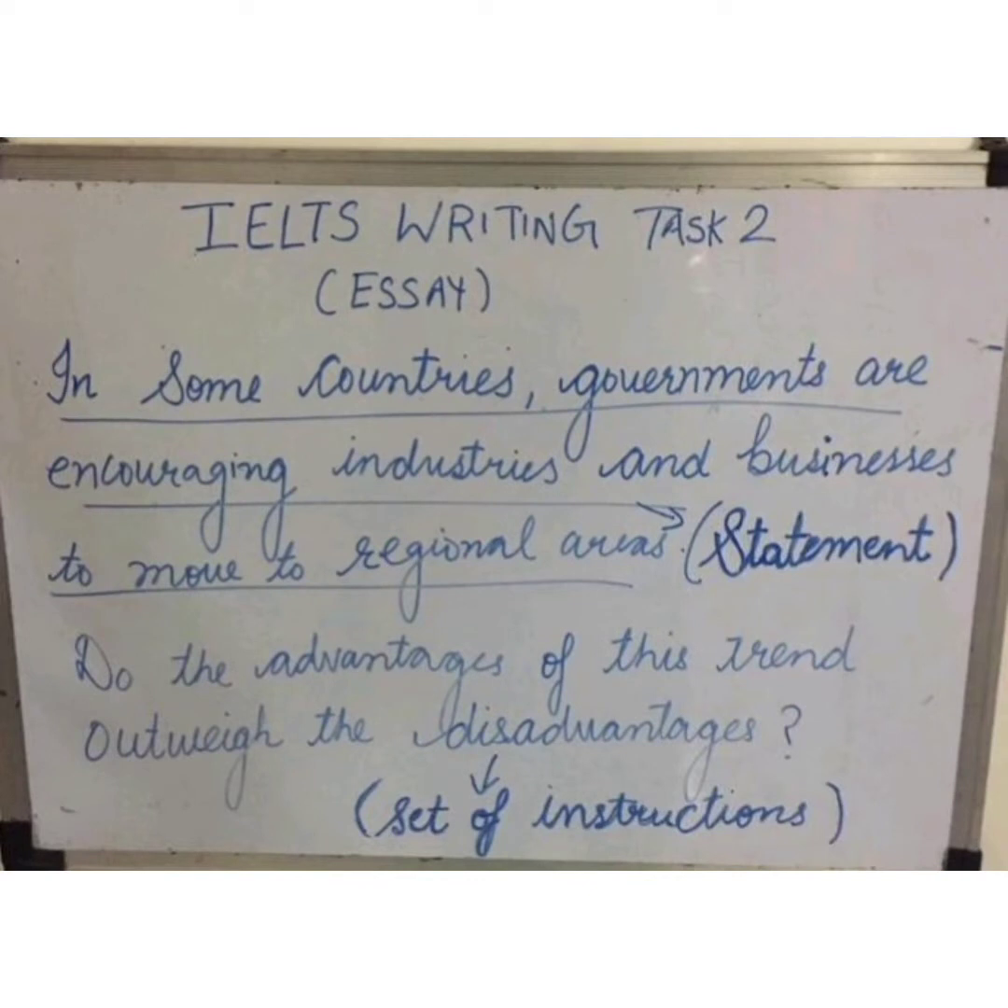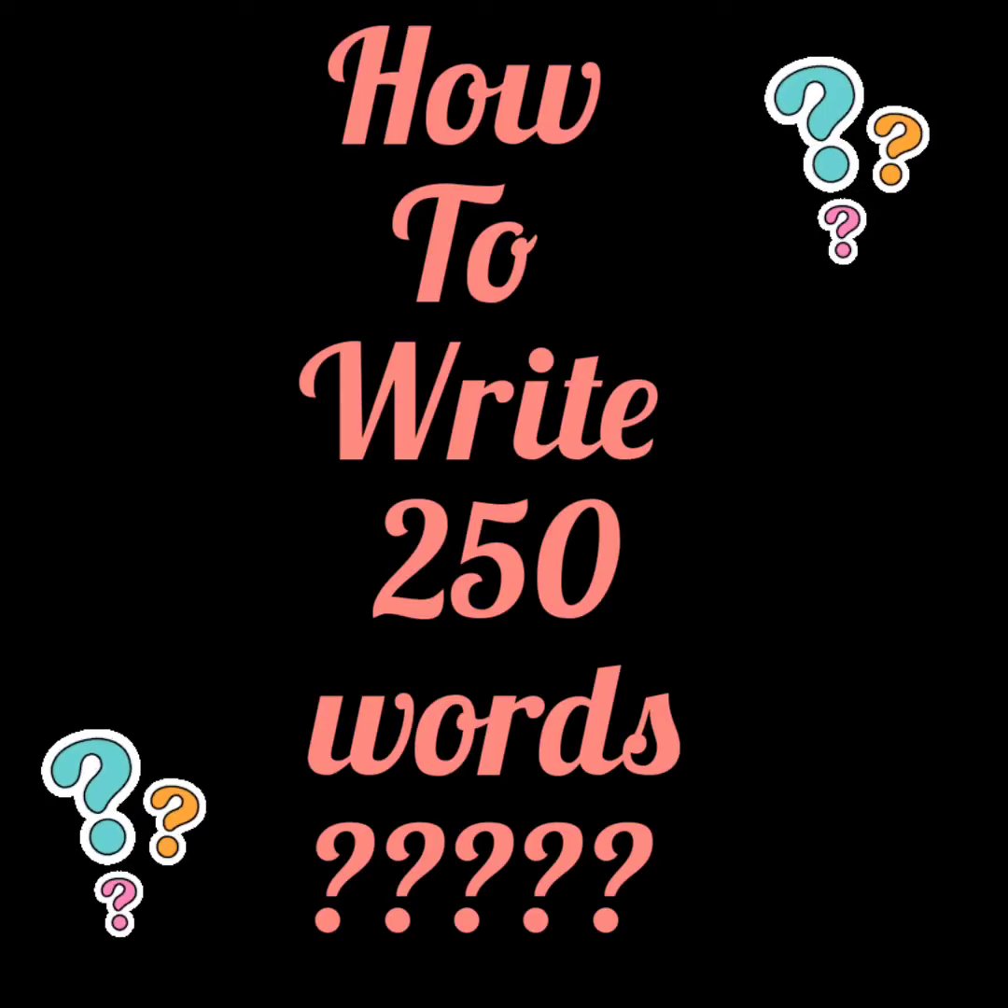In some countries, governments are encouraging industries and businesses to move to regional areas. So this is your statement, whereas in the next line, a set of instructions is given. So that is, do the advantages of this trend outweigh the disadvantages? So this is your set of instructions. So students, you will get this type of topic for your task 2 in the exam, where there will be a statement and a set of instructions. Sometimes some general lines are also given, before the set of instructions or your main statement, but you need to differentiate it, right?